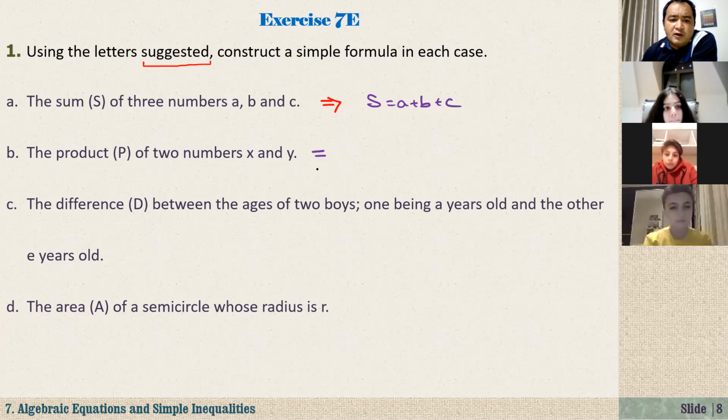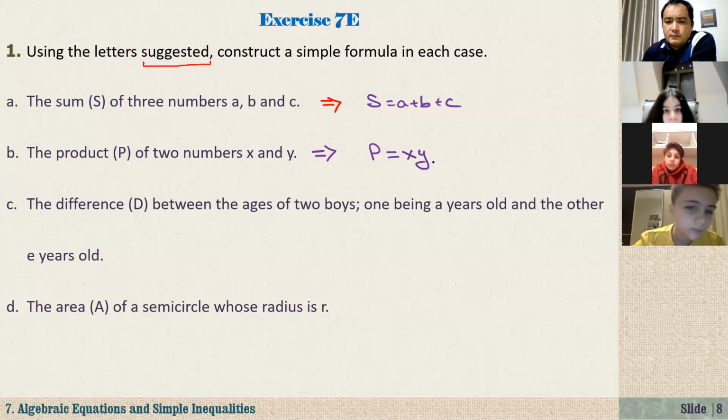Ibrahim, next. But let's do this a bit faster, okay? The product P of two numbers, X and Y. P equals X multiplied by Y. Very good. Al Akbar, C. Read the question quickly. Your microphone is off. Can you unmute your microphone, Al Akbar? Okay.